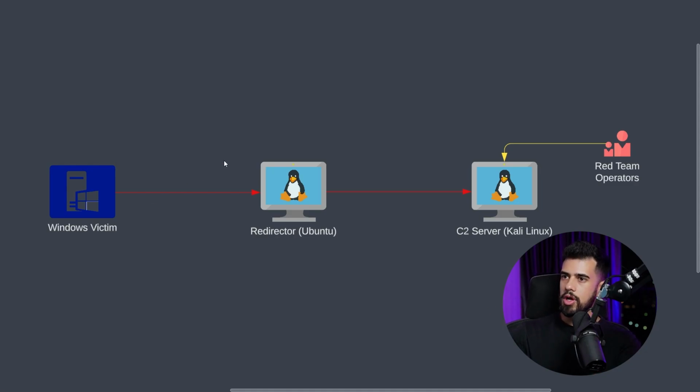This is the setup that we're gonna go with here. I have a number of machines in this lab environment. We have the Windows victim that we're gonna be compromising by the end of this, and that is going to reach out to our redirector that's running on an Ubuntu server, and that is going to, through the magic of port forwarding, forward the traffic to our C2 server that will be running on Kali Linux. And that way, we as the red team operators will be able to interact with the agent through the command and control server. And we're gonna be using the Sliver C2 to do this.